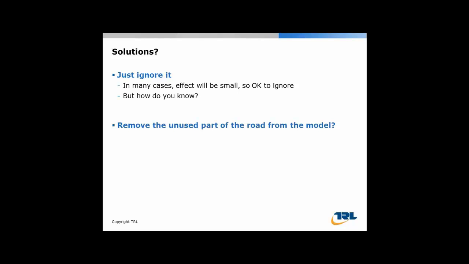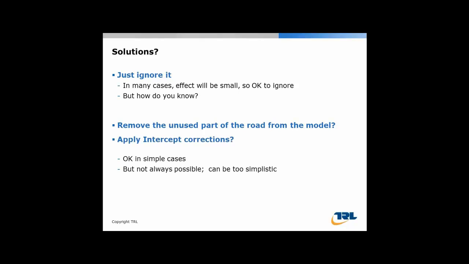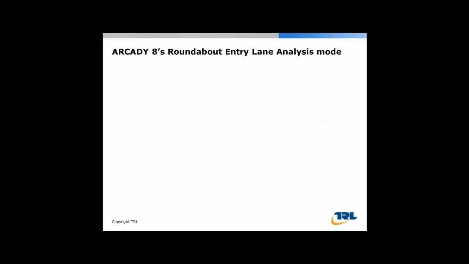Another thing people sometimes do is they say, one lane's not used, so just don't model it at all, just remove it. That could work. You could apply inset corrections, and there are various ways of doing this. Again, that's subject to error, can be a bit simplistic. How do you know you've got it right? And that may be fine in simple cases, but what about the more complex ones? How do you know how to actually do this correction?